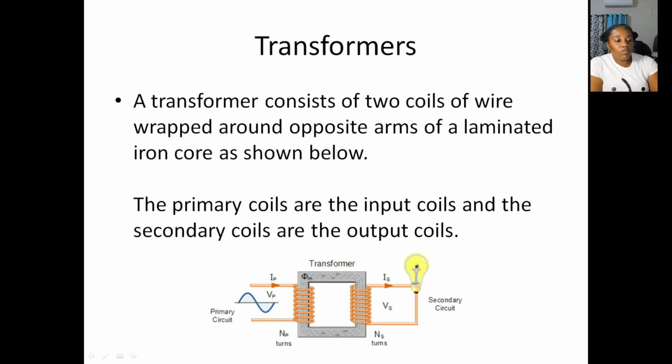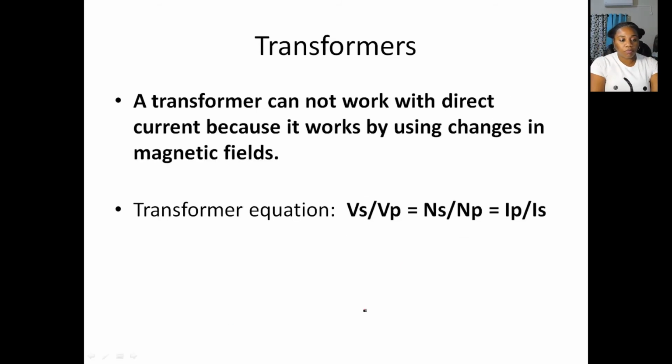Now, a transformer consists of two coils of wire wrapped around opposite ends or arms of a laminated iron core, as shown below. The primary coils are the input coils and the secondary coils are the output coils. You can see it right there. The primary is usually on the left hand side and the secondary is on the right hand side, right? So it's always like that. Primary on the left, secondary on the right.